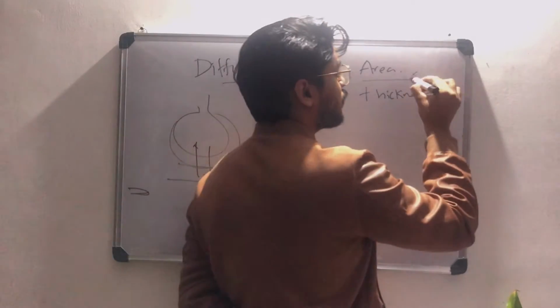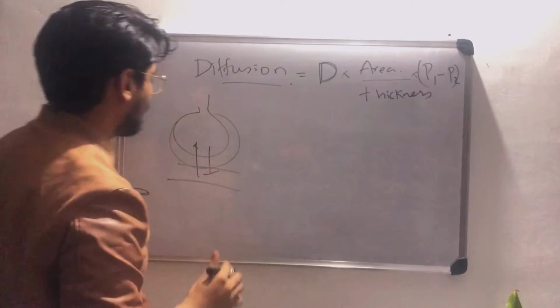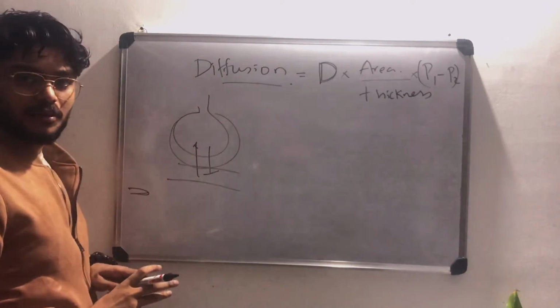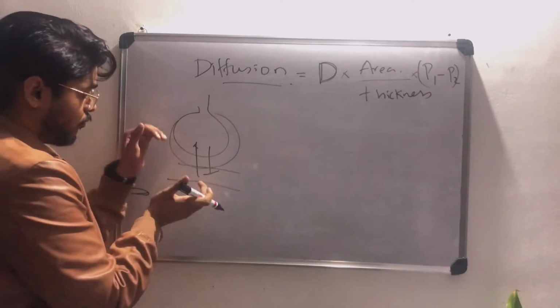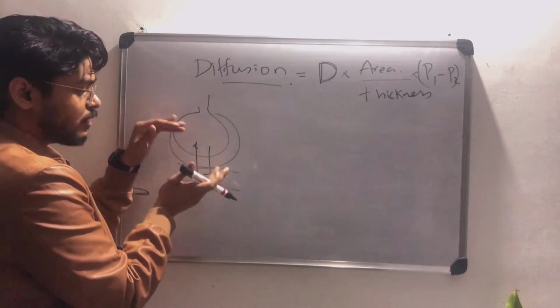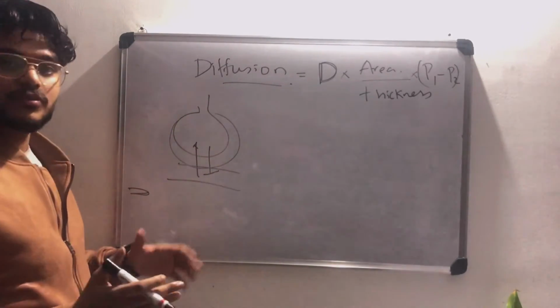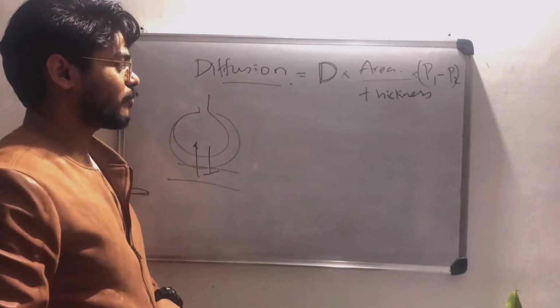And one more thing, it depends on pressure difference, P1 minus P2. If there is a greater pressure difference, that means a lot of gas exchange can happen. But if there is not much pressure difference, why is gas exchange happening? Only if there is a greater pressure difference, then the gas exchange, diffusion will happen. I hope you understand. So this is all about diffusion.